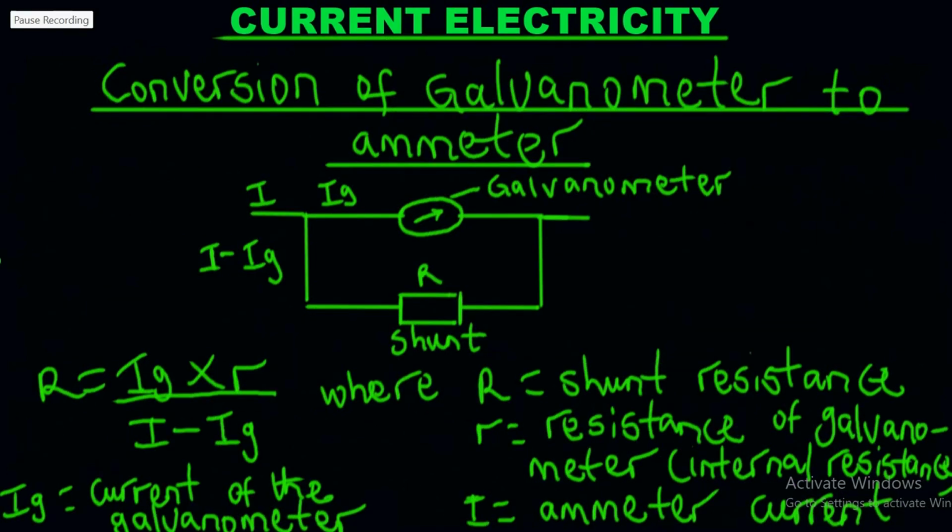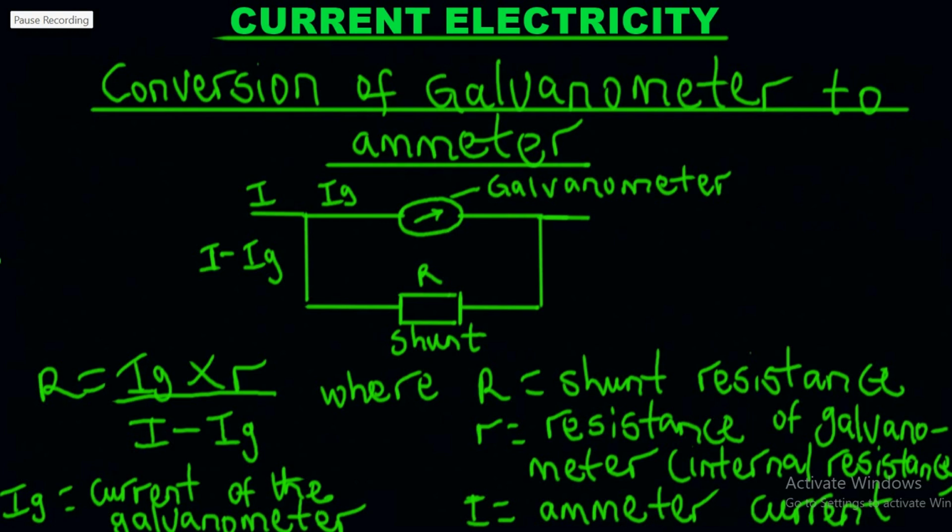All right, guys. So moving on, we are going to be talking about the conversion of a galvanometer to an ammeter, and also how we can convert a galvanometer to a voltmeter. So these are two important aspects in current electricity. Very, very important. So let's start with some simple definitions. What is an ammeter? What is a galvanometer?